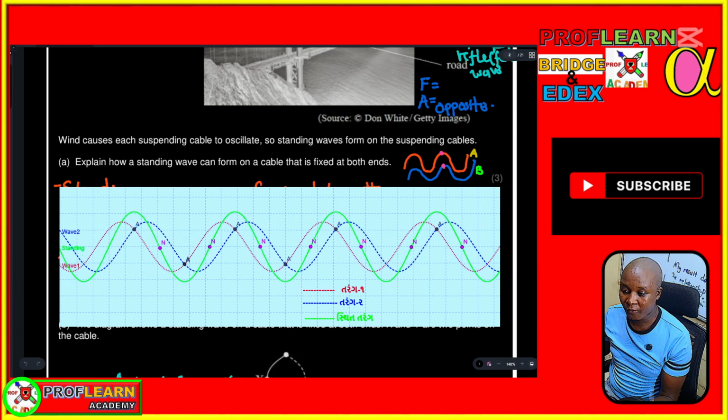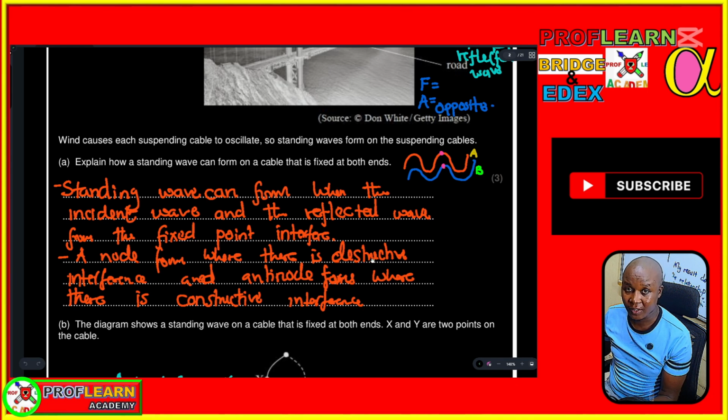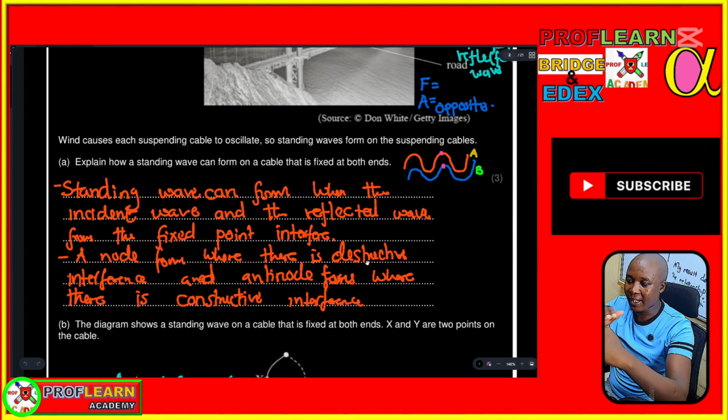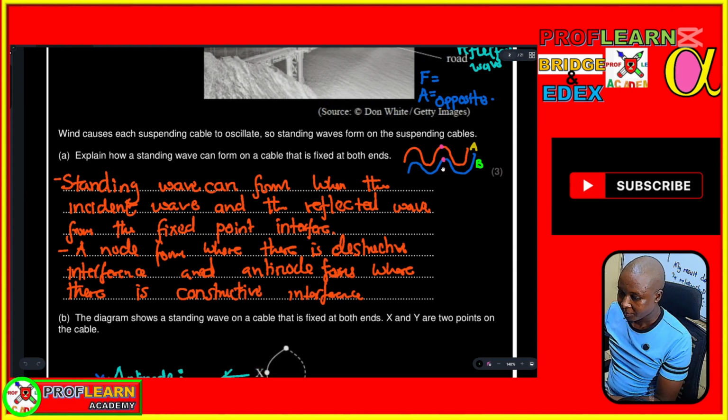So a node forms where there is destructive interference. And that's going to happen when the crest is coinciding with a trough, so the two waves are going to cancel each other. But if a crest and a crest coincide, this is going to cause what we call constructive interference, and now an antinode is formed.